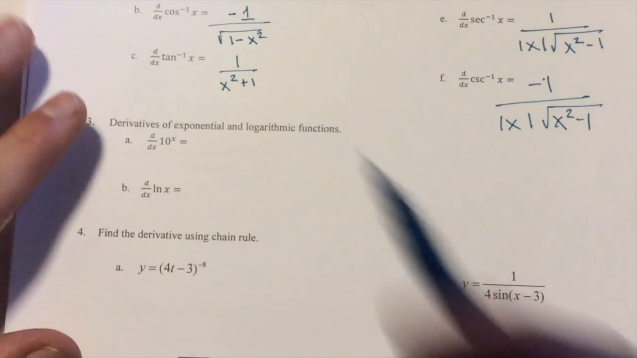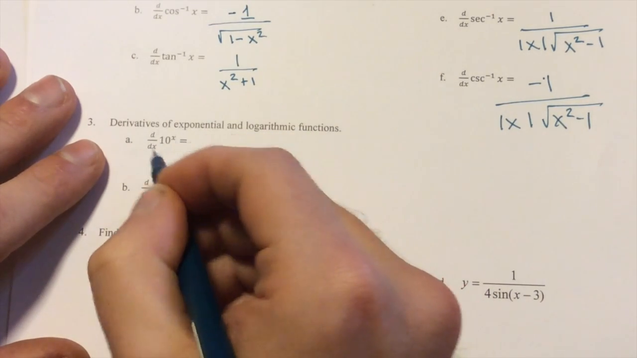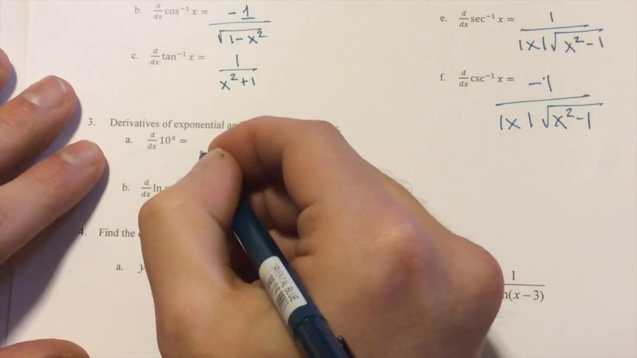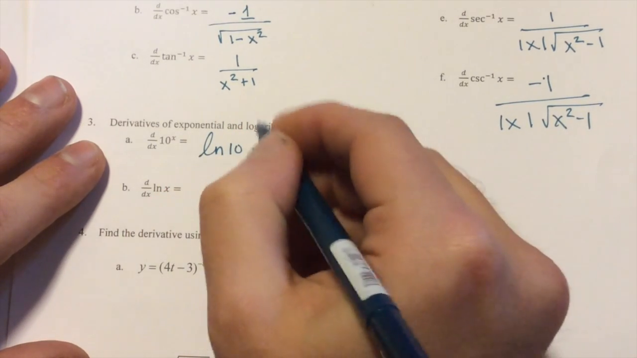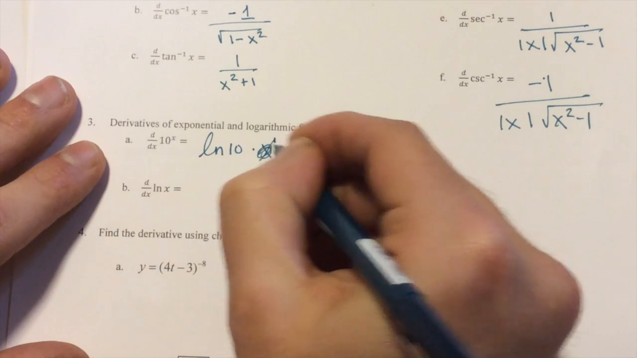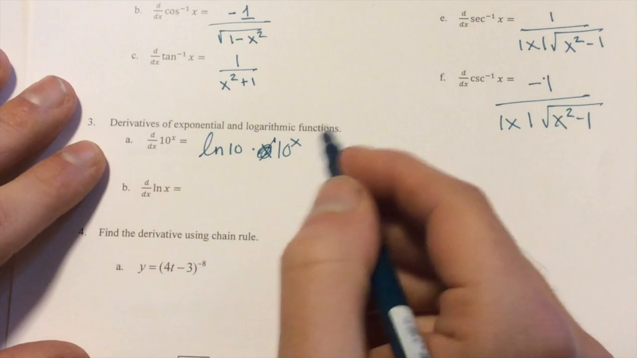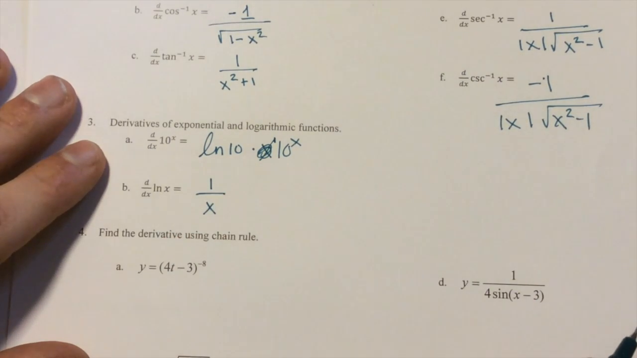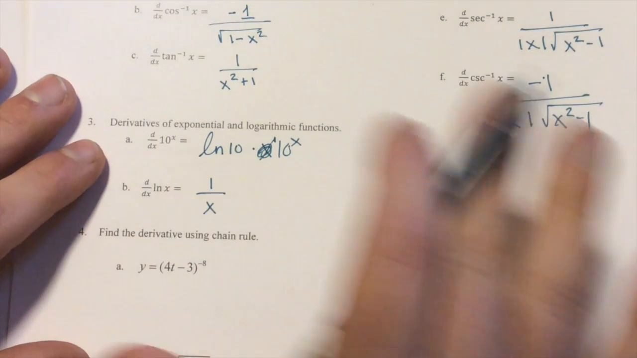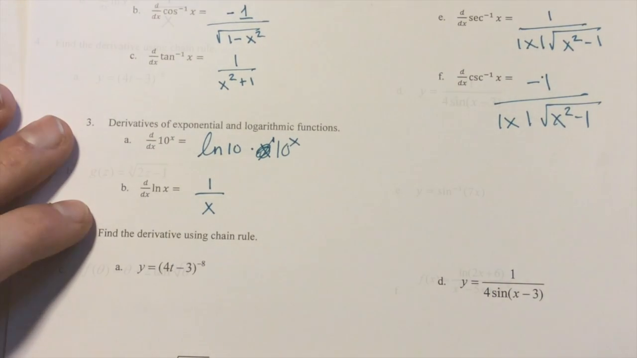Next up, derivatives of exponential and log functions. If you have a different base than e to the x, the derivative is ln of the base, in this case ln 10, times 10 to the x, the function times itself. The derivative of ln of x, that's the one that we've been using the most the past couple days, is 1 over x. So now that we got all of these written out, let's just work out some derivatives on our own.